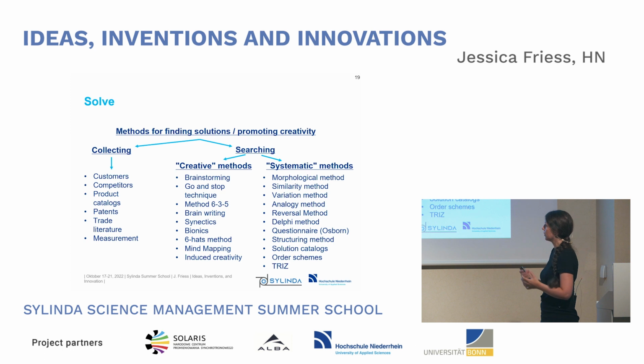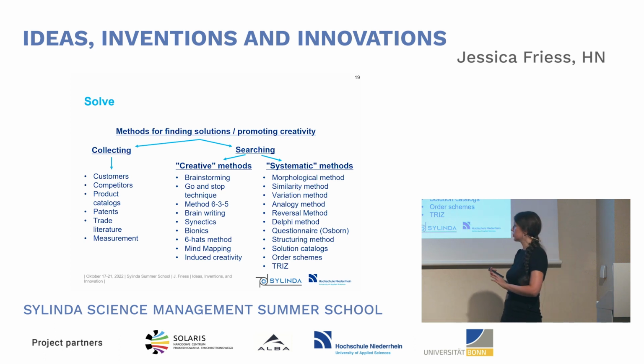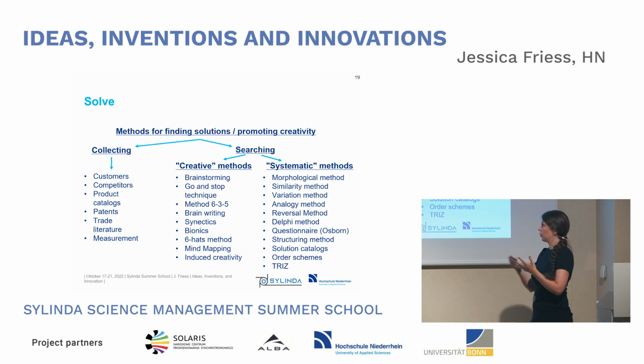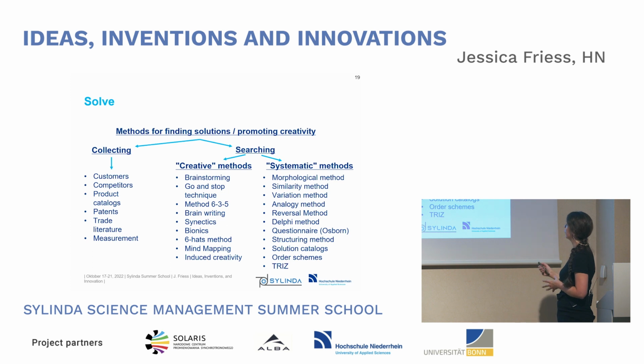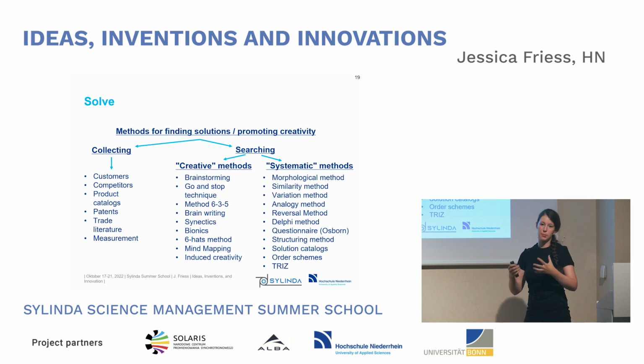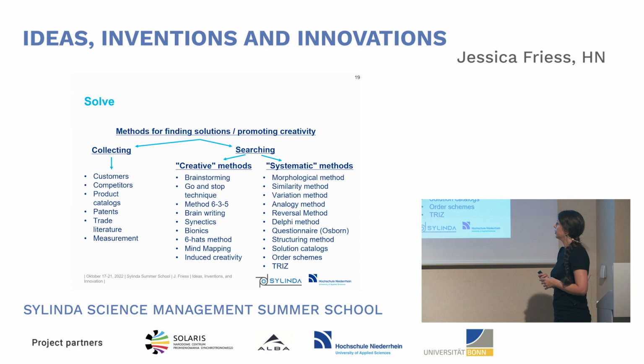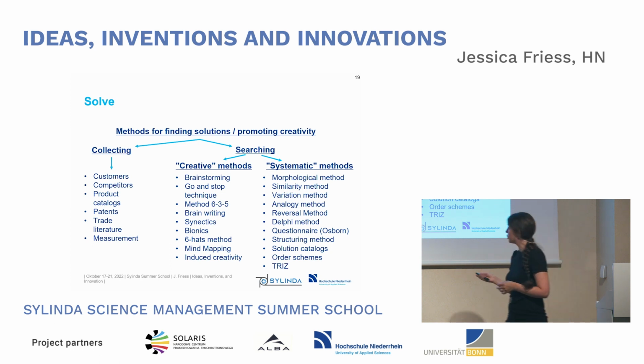We could think about collecting, which means that you can go to customers and ask them about their opinion. Competitors, you can have a look at what they are doing. You can have a look at already established products, patents, literature, measurements. But we're also going to talk about some creative methods and systematic methods. Some of them are similar, some of them are really special, and you have to put a lot of time into it to get to know them. Some of them we are going to talk about today.